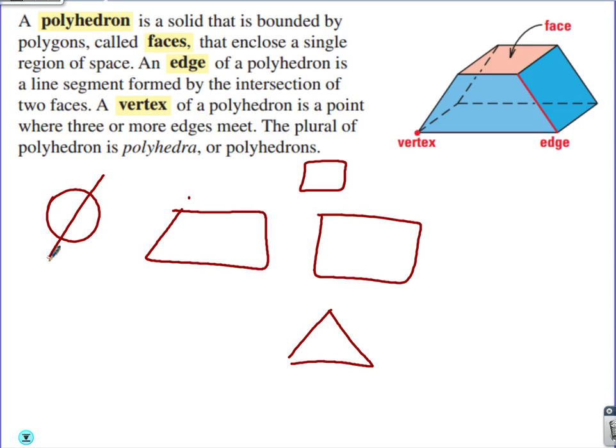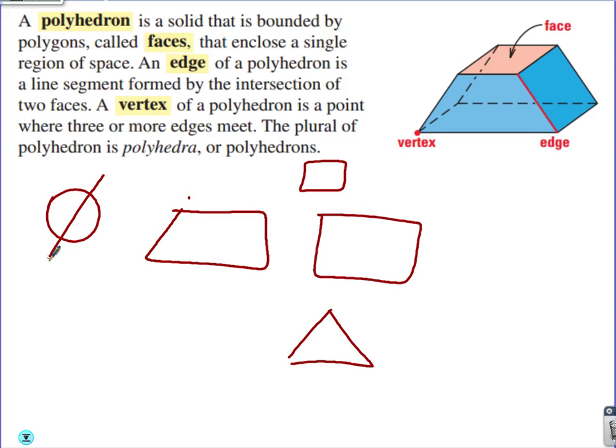That polyhedron looks like it's made up of 2 trapezoids and 4 rectangles. All the sides are polygons. All the sides are called faces. And so a polyhedron is a solid that is bounded by polygons called faces that enclose a single region of space.